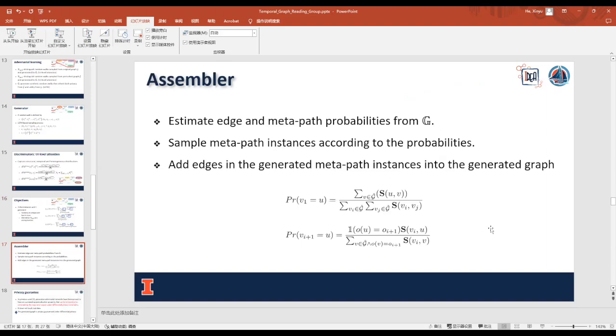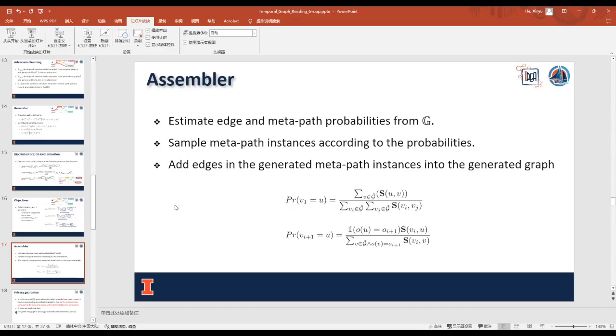So as we have finished the introduction of the adversarial network, we assume that we have a generator that generates lots of random temporal heterogeneous random walks that follow the distribution of the original graph and the perturbed graph. Here we introduce how we can assemble the generated random walks into the final synthetic temporal heterogeneous graph. First, we sample a lot of random walks from the generator, and based on this corpus, we estimate the H probabilities and the metapath probabilities generated from the generator.